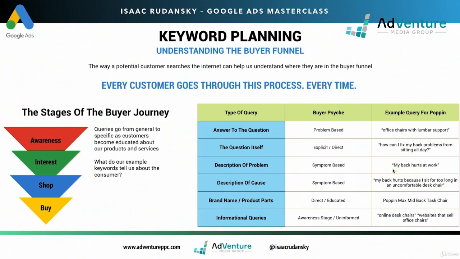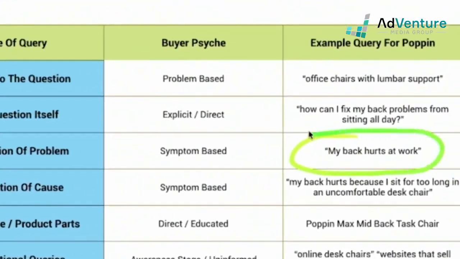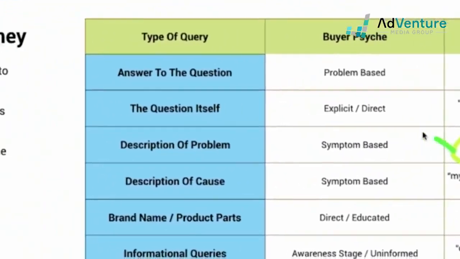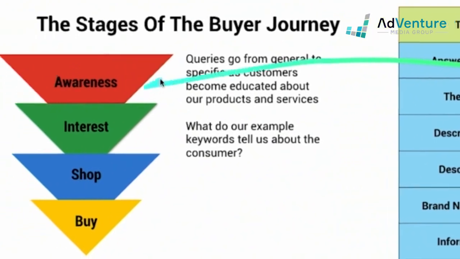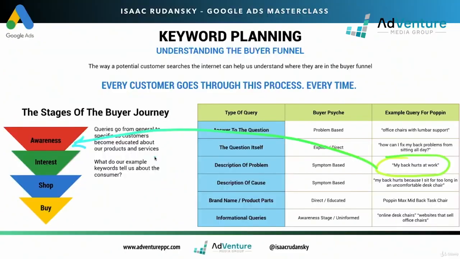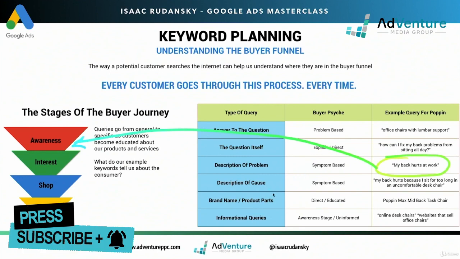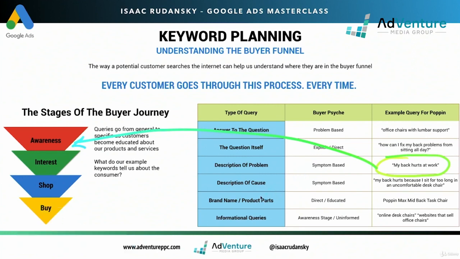Say somebody searches for "my back hurts at work." All right, so this is something that I would say is in that awareness phase, right? Very, very generic. We don't know if that person is looking to buy a chair. We don't know if that person is looking to buy a better mattress. We don't know if that person is looking to go to a doctor. We don't know if that person's even looking for a solution, right? We don't even know if he's willing to pay for a solution. Maybe he's looking for a blog post. Maybe he's looking for a free YouTube video, right? Maybe he's searching for information for a class project, right? Who knows? It's so general.